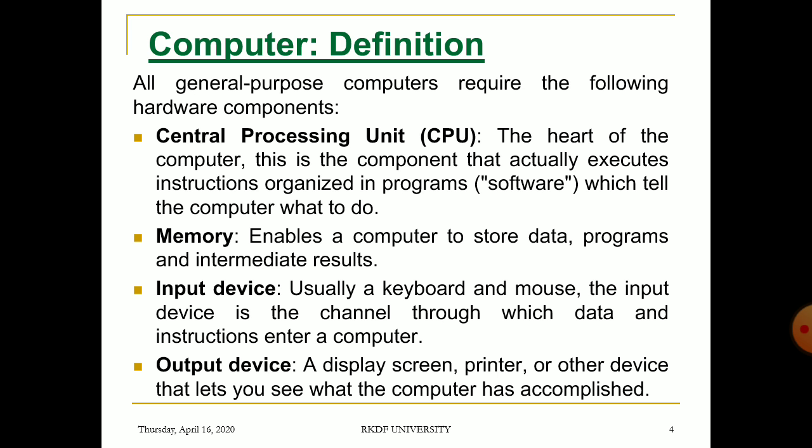Now, the second one is memory. It enables a computer to store temporary data, permanent data, and intermediate data also. Broadly categorizing, memory is of two types. First is primary memory and second is secondary memory. Primary memory is responsible for storing temporary data and secondary memory is responsible for storing permanent data, like hard disk. While a primary memory example is RAM.